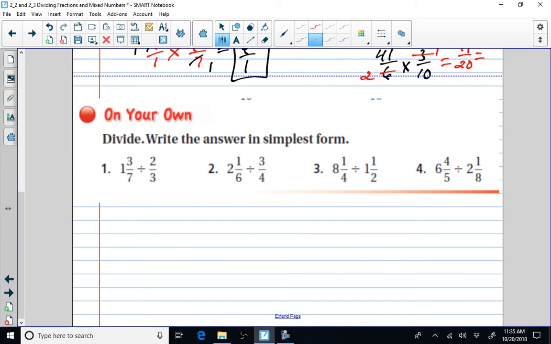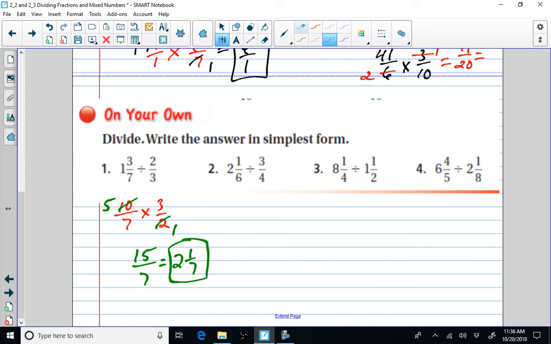A few examples we can try here. I want to write everything as a fraction first. So in example 1, 1 and 3/7, we would write as 7 times 1 is 7 plus 3 is 10. So it becomes 10 over 7. The multiplication sign, I'm going to multiply by the reciprocal. The reciprocal of 2/3 would become 3/2. I divide out where I can, 10 and 2. That becomes 1 and 5. I multiply numerator times numerator. 5 times 3 is 15. Denominator times denominator. 1 times 7 is 7. 15 over 7 becomes 2 and 1/7.